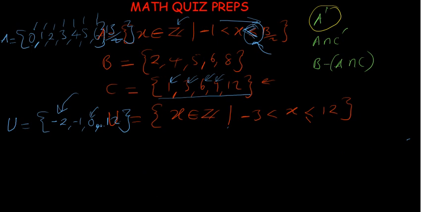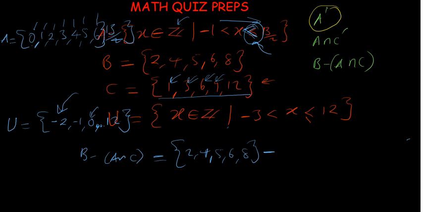And then the last one, which is B minus A intersect C. So we can first get the set B. We know the set B is 2, 4, 5, 6, 8. And then we are saying minus A intersect B.